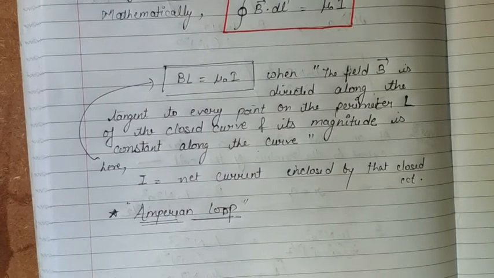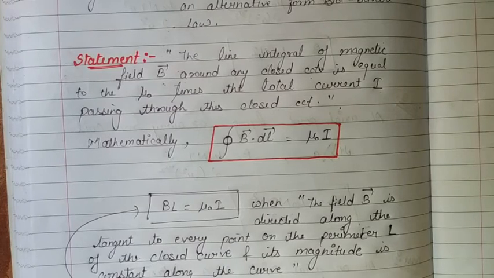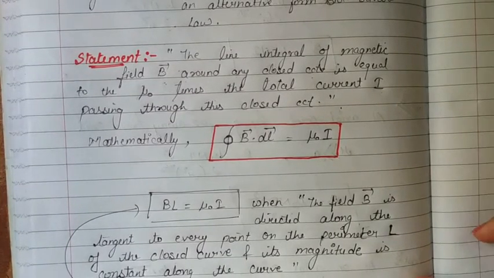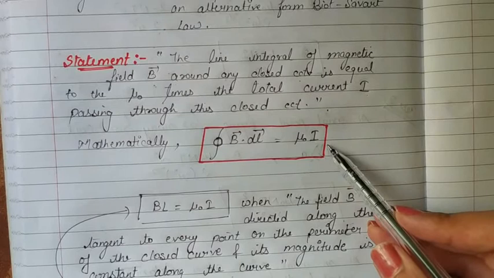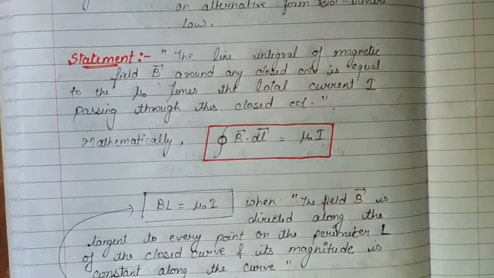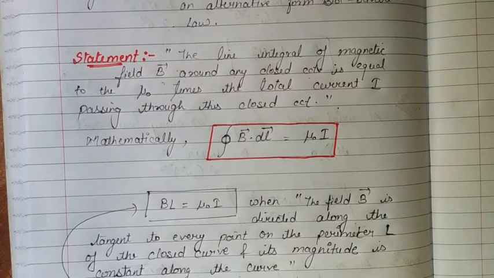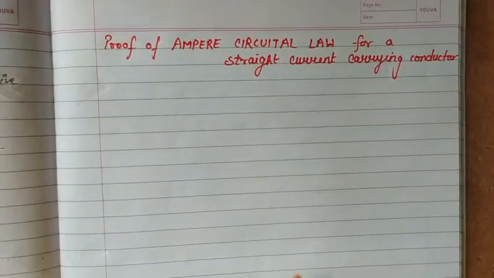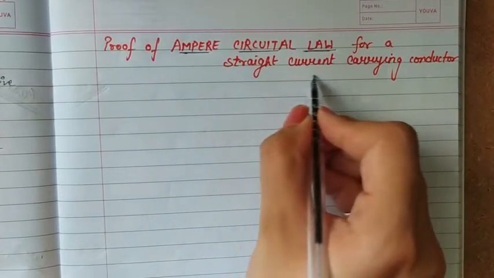Alright, so this is the Ampere Circuital Law, which states that the line integral of the field B vector around any closed circuit is equal to mu naught times the total current capital I passing through the closed circuit, and mathematically we can write it as closed integral of B dot dl is equal to mu naught I. Now we can prove this law for a straight current carrying conductor. For proving this law, we are going to take a straight current carrying conductor and find the result.